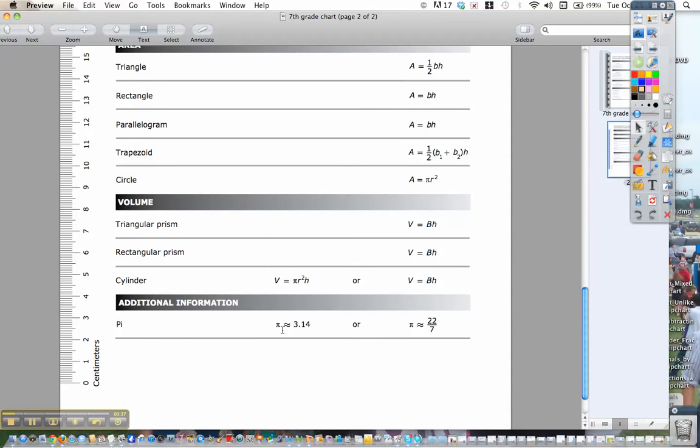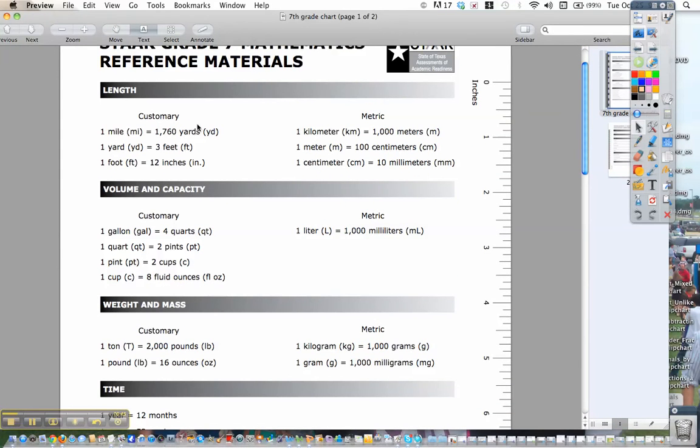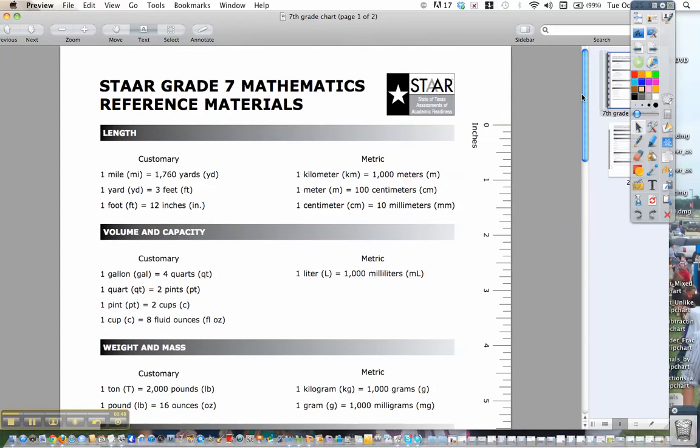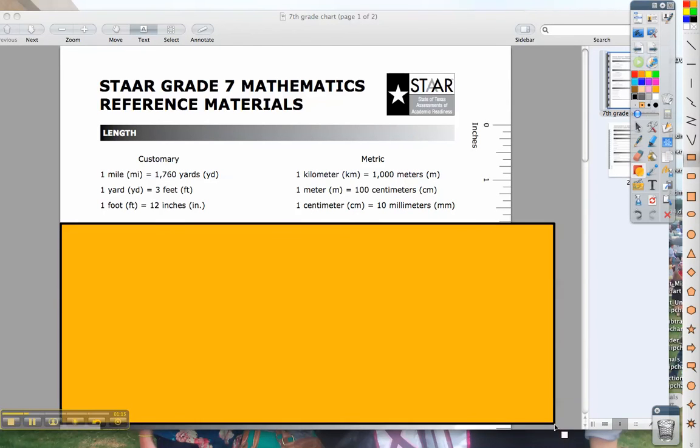If you look at your additional information, you see they tell you what pi is equal to. So your STAR chart tells you all these different conversions, and that's what side we're going to focus on today. We'll look at the other side another day. The conversions between miles and yards, yards to feet, feet to inches, gallons to quarts, quarts to pints, pints to cups, cups to ounces. All of this different information is in here. So you can use this information as a type of proportion if you ever need to solve a proportion problem that requires you to convert between certain units.